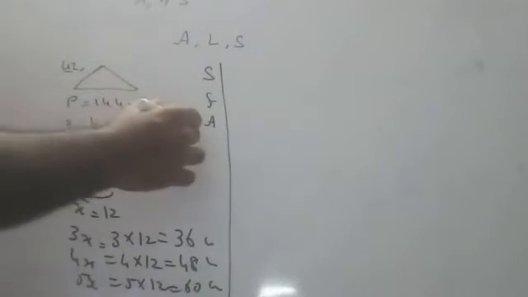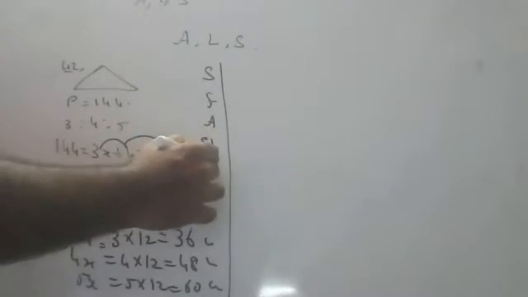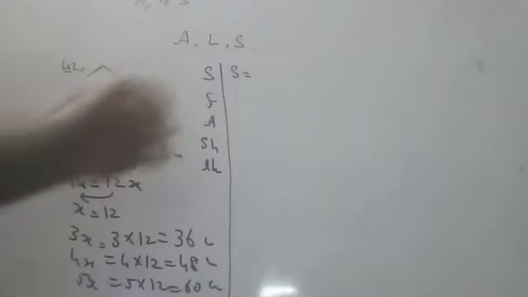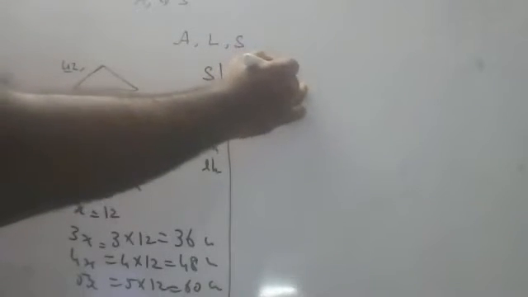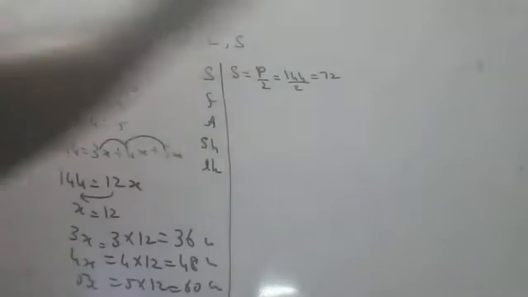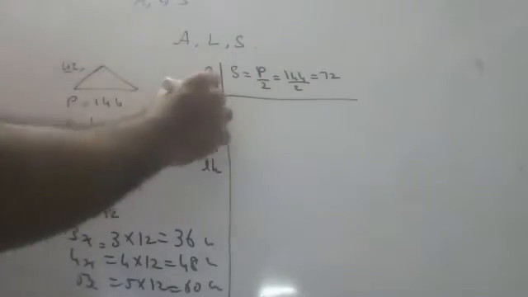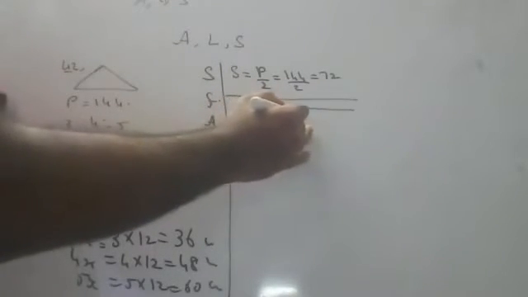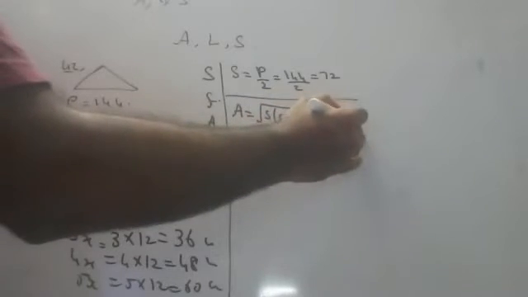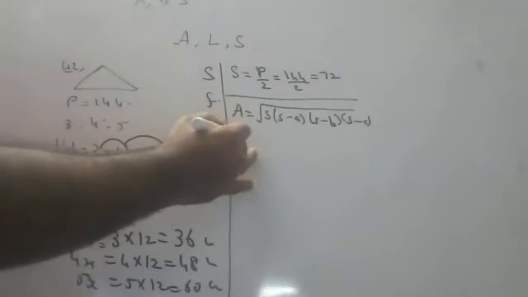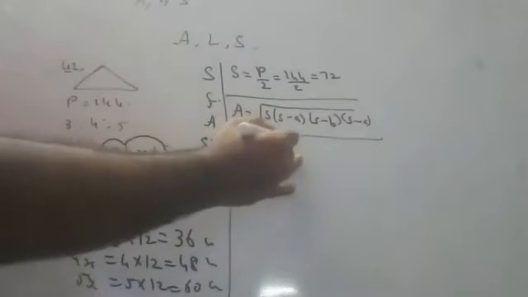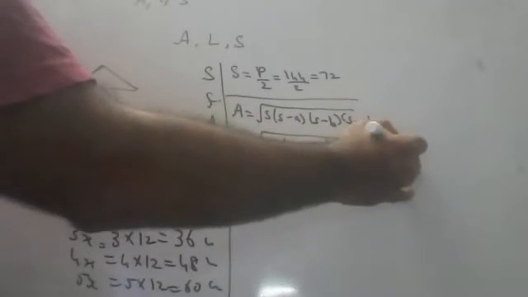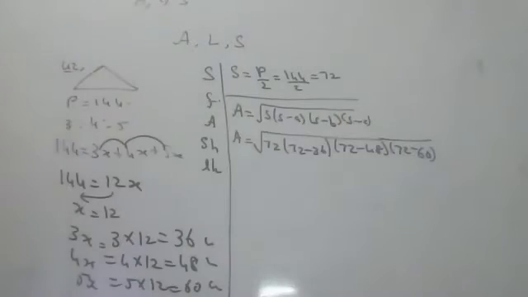Apart from this, we'll also find out the shortest height and longest height. So what is the semi-perimeter? Perimeter by 2 is called the semi-perimeter. The perimeter is 144, so 144 by 2, that is 72, is the semi-perimeter. Once you get the semi-perimeter, substitute in the formula. The formula is A equals under root of s into (s minus a)(s minus b)(s minus c). When you substitute, you will get 72 into (72 minus 36), (72 minus 48), (72 minus 60).